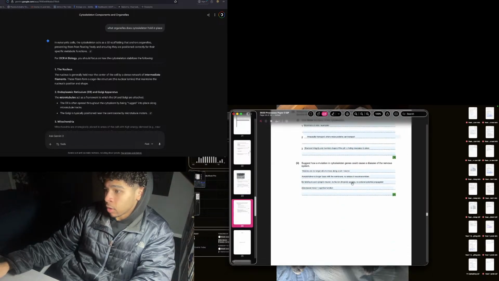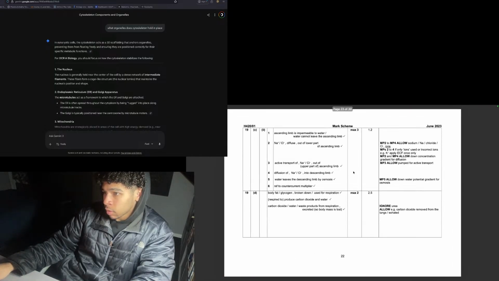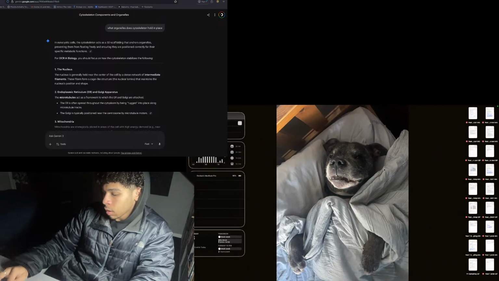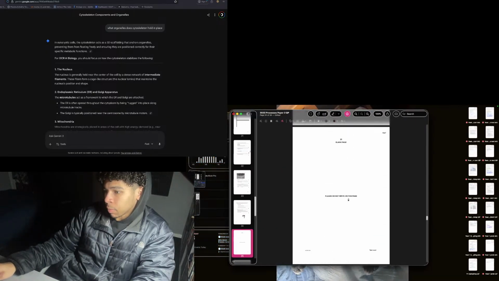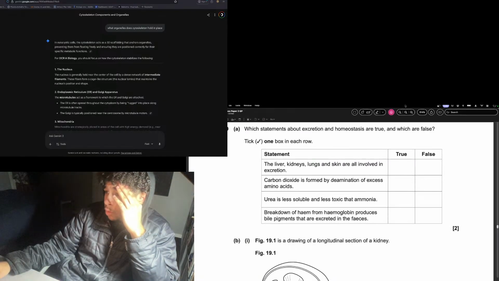Just got 9 out of 9, mate. 9 out of 9. Let's check the mark scheme. Is that 9? Oh, it doesn't tell me. Oh, it's 9 out of 9. Anyway, I think I've only lost like 3 marks so far, and I'm nearly done with the paper. So yeah, that's kind of good.